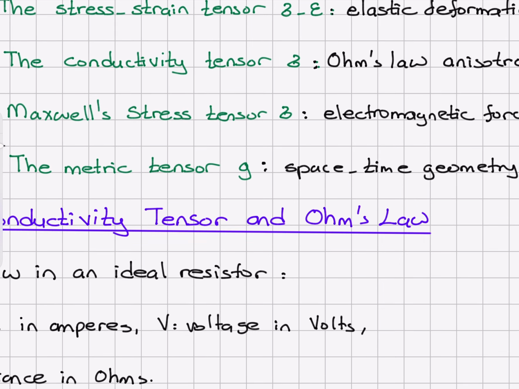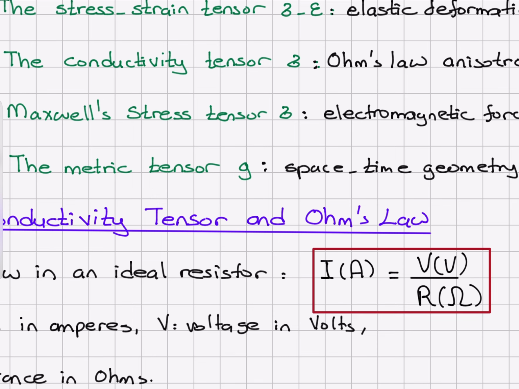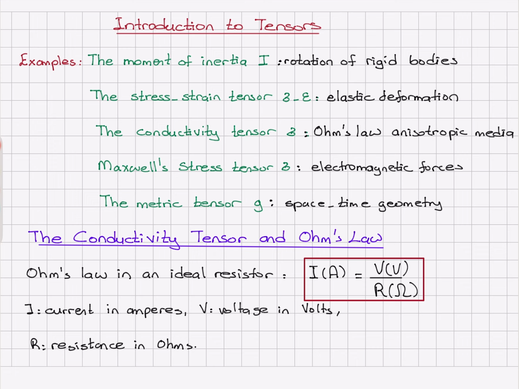For a discrete circuit element resistor, the current that flows through the resistor, given in amperes, is related to the voltage that we apply across the terminals of the resistor, voltage in volts, divided by the resistance in ohms. So this is our discrete circuit element. So I is current in amperes, V is voltage in volts, and R is resistance in ohms.